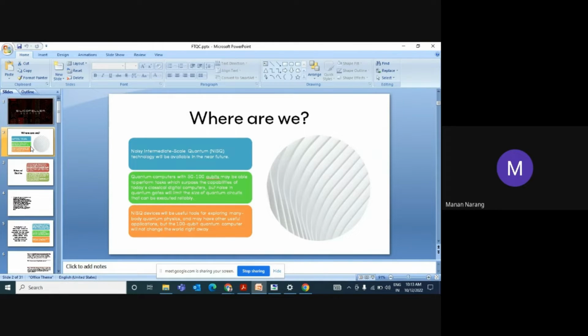Like I said, where are we right now? We are in the age of noisy intermediate scale quantum computers, which means that they are prone to errors right now. They are in a very nascent stage, and to do something useful, we need thousands of qubits. We are seeing applications, but they are not as advanced as we need them to be. Today, hundreds of qubits are what we call noisy intermediate scale quantum computers.